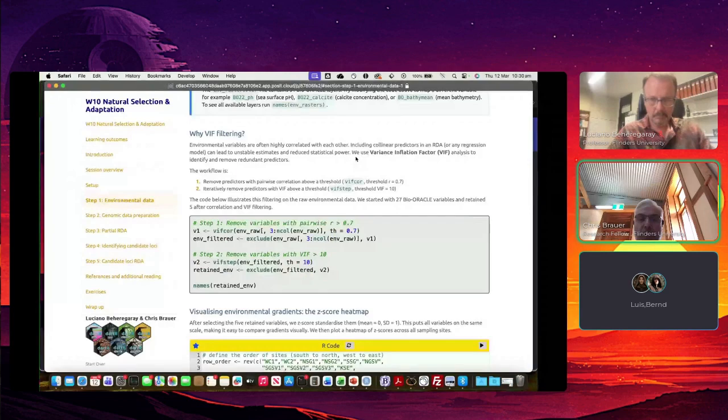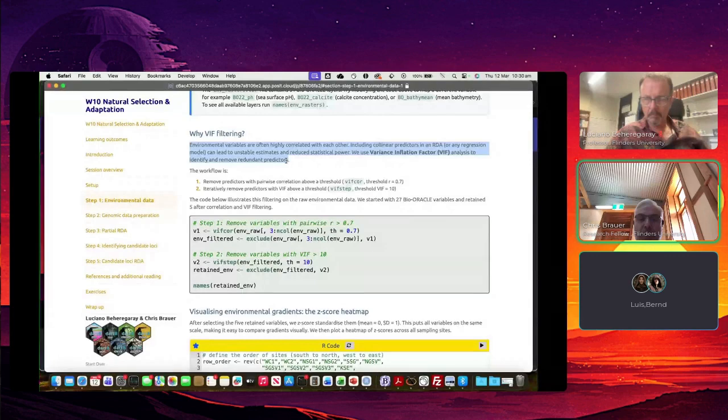Basically, in any type of regression analysis, if you're including predictors in your model that are correlated with each other, they increase the total variance in your model, which basically just adds noise and makes the results less stable. So it's something you need to think about, because a lot of climatic variables will be correlated with each other.